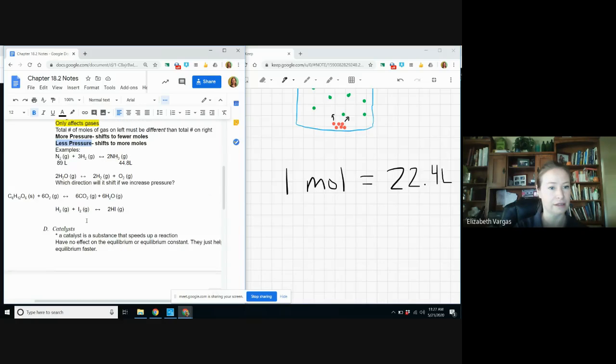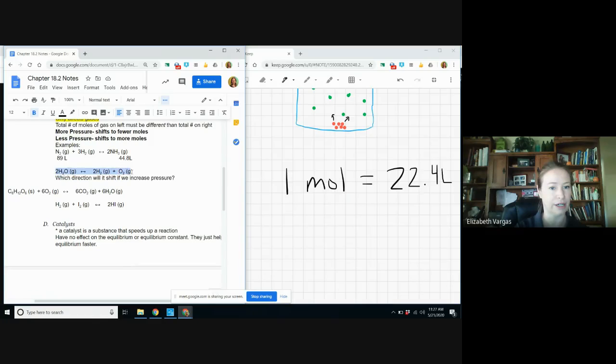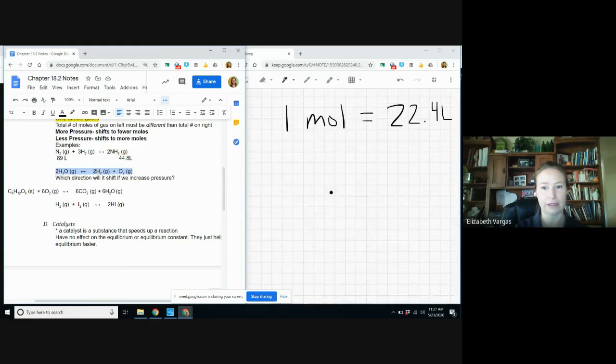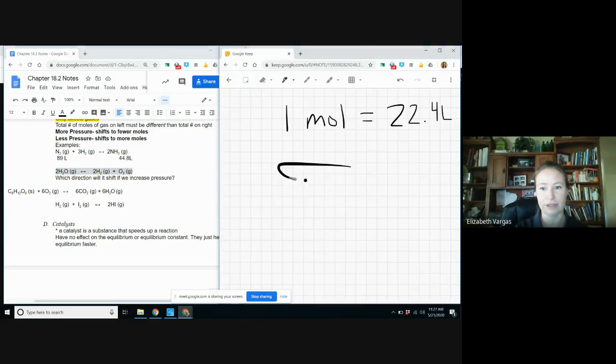And let's look at this one. We have water, hydrogen, and oxygen. And I'm going to draw those guys. So we have our little system here. I do not like how big I left this. It's okay.